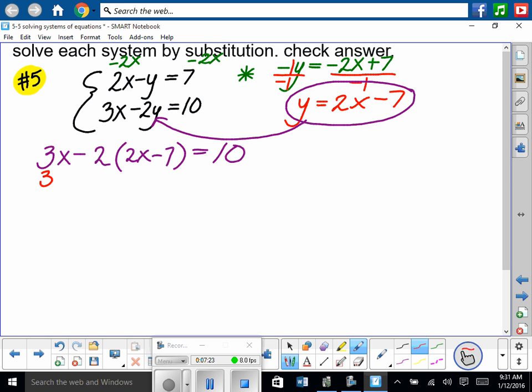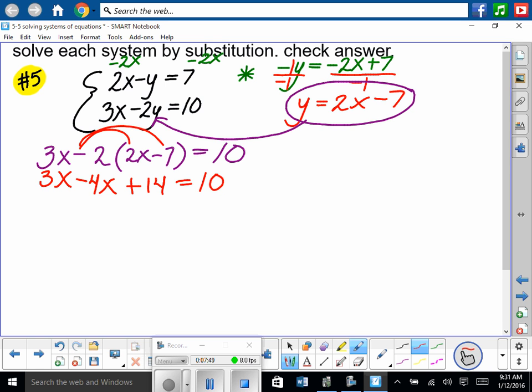So we have our 3x. We're going to multiply in negative 2. So negative 2 times 2x is negative 4x. Why am I distributing the negative through? Because then it takes care of all the sign issues. Negative 2 times negative 7 is positive 14. That's equal to 10. Is everybody still following me? Am I going too fast? Are we all okay? So then from there, we'll solve for x.